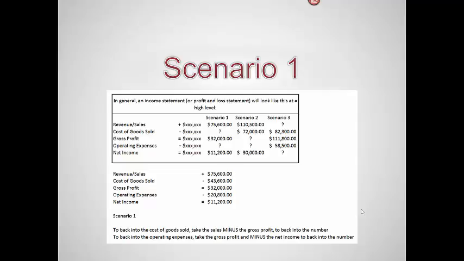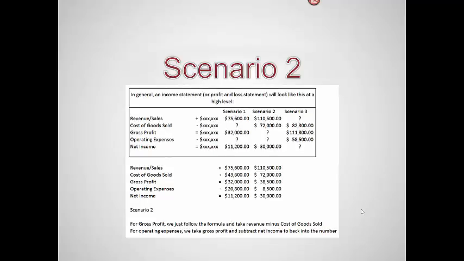Then, in order to come up with the operating expenses, to back into that one, we would take the gross profit and subtract the net income to back into that number. Then we can check our math using the normal mathematical equation, and we can say, okay, so 32,000 minus 20,800 equals $11,200.